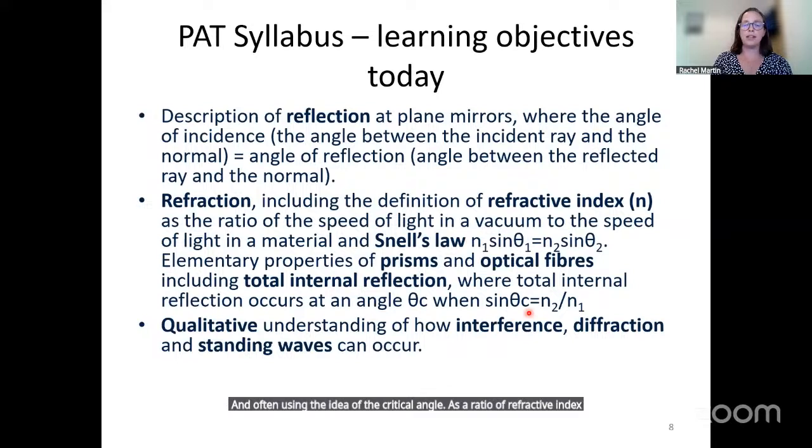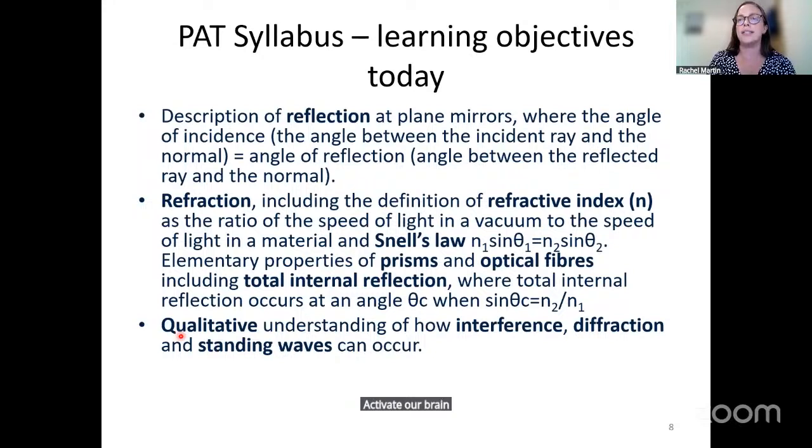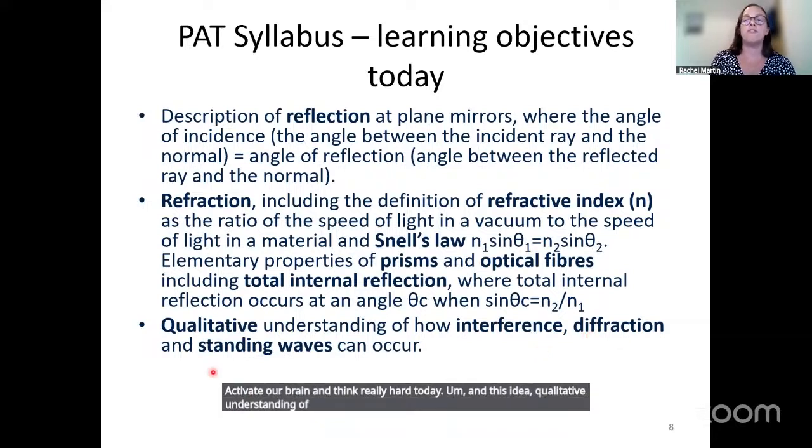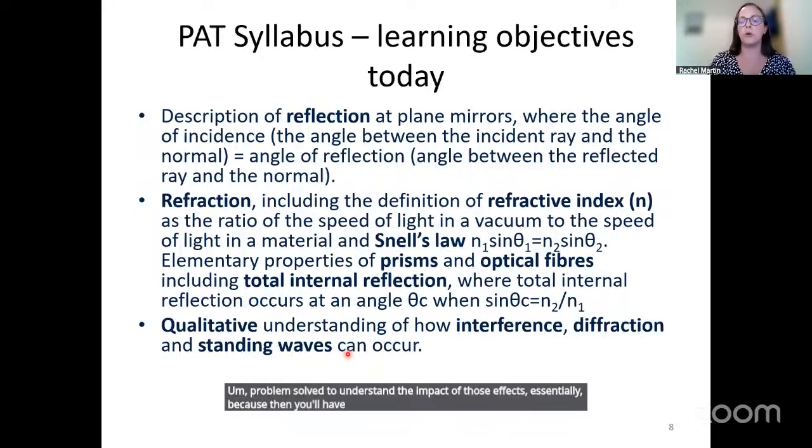So if this is feeling rusty and scary, we're practicing it all today. If you want to write a quick note of anything you can, you could turn it over and only look at it if you really need it in the session, because we're trying to activate our brain and think really hard today. And this idea, qualitative understanding of interference, diffraction, and standing waves. That means qualitative, being able to explain and problem solve to understand the impact of those effects, essentially, because then you'll have your multiple choice options.